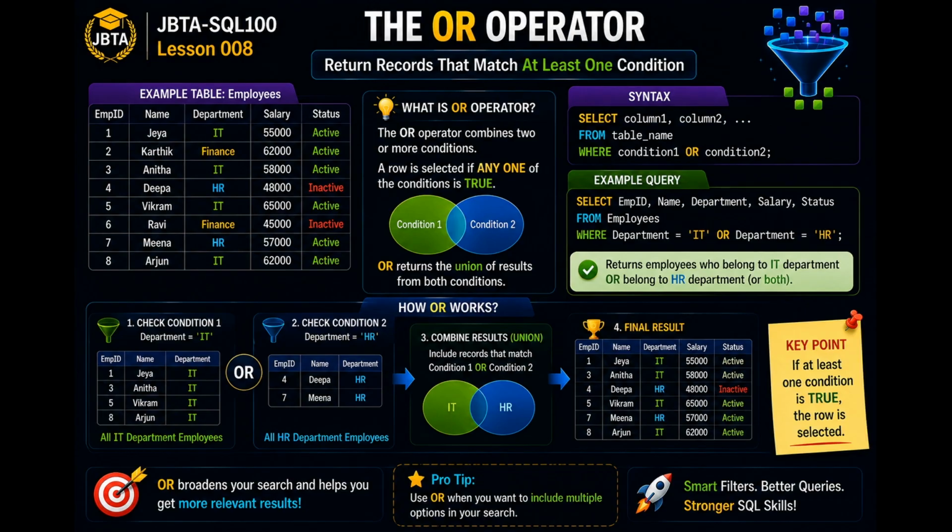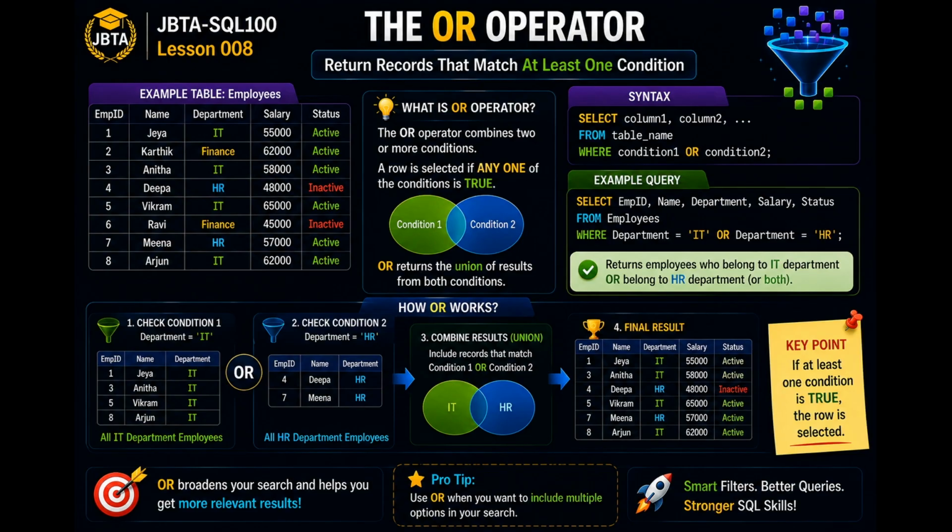Let's look at the example. Our query says, where department equals IT or department equals HR. What does this mean? It means SQL Server should return employees who work in the IT department or employees who work in the HR department. If an employee belongs to IT, the row is selected. If another employee belongs to HR, that row is also selected. Any employee who belongs to finance or another department will not appear because neither condition is true.